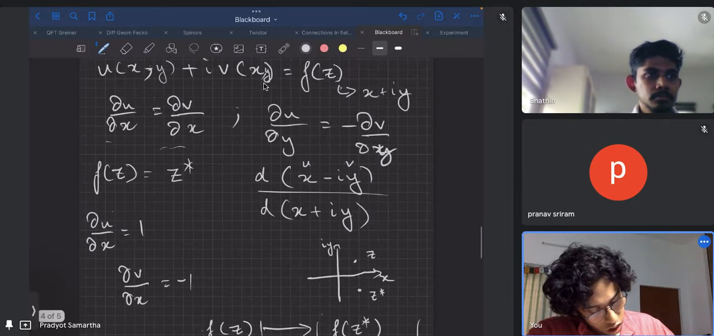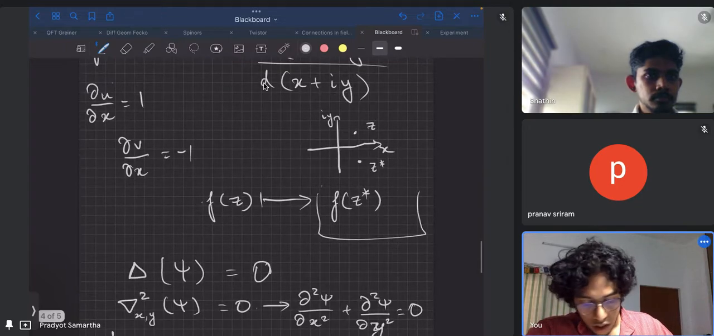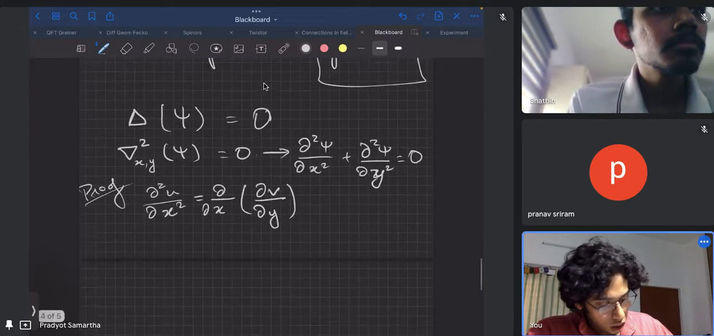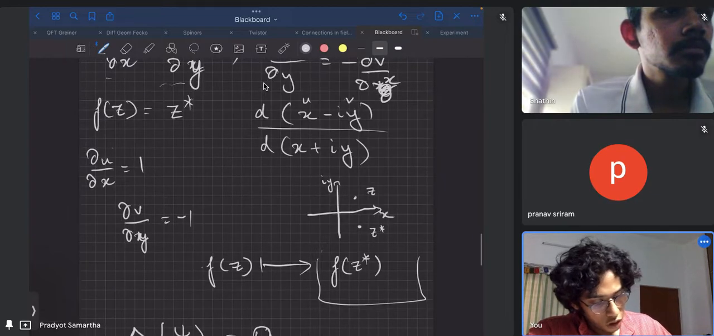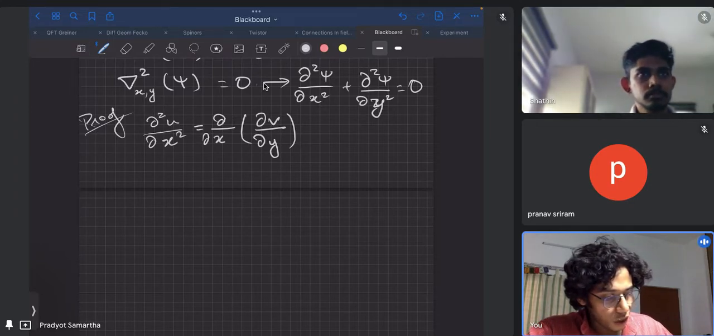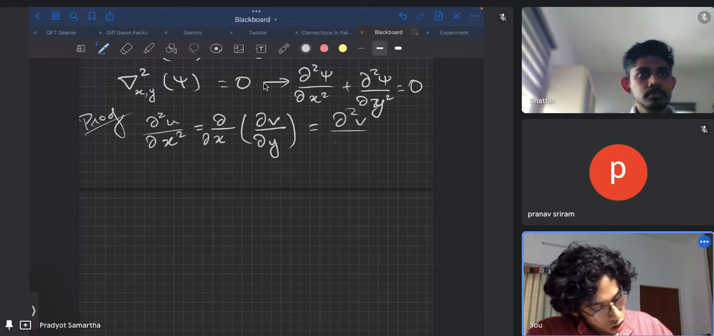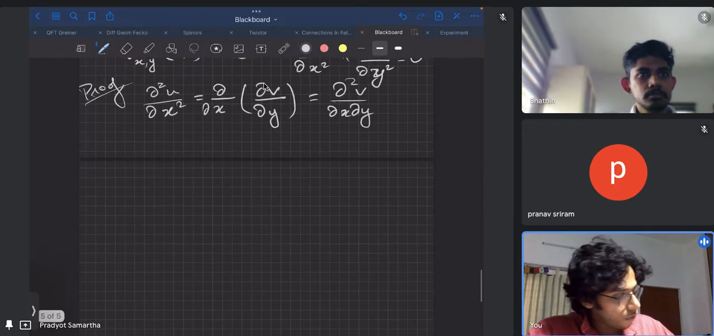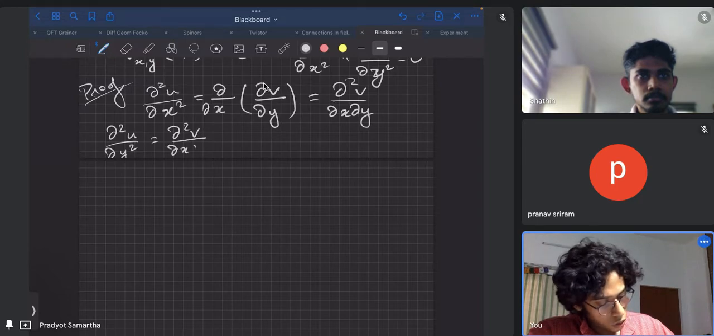Wait, I think there's a mistake here. So essentially, let's see, I think this has to be right. Instead of changing all of this, we should have just kept this as it was. Anyway, so we have dou square u by dou x square is equal to dou square v by dou x dou y, and then you have dou square u by dou y square is equal to minus dou square v by dou x dou y.